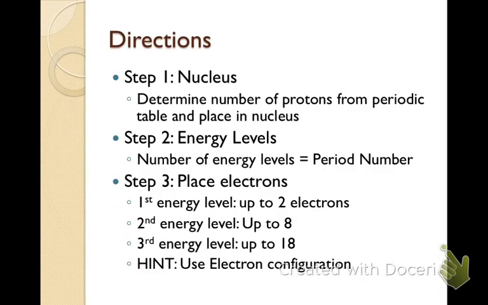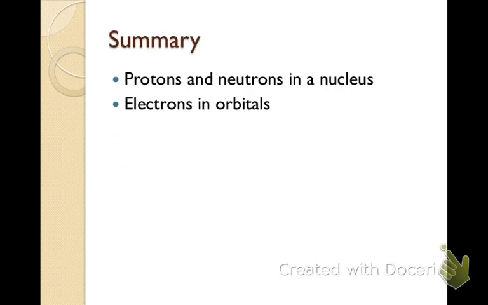Your first step is to determine the number of protons from the periodic table and put those into the nucleus. The second step is to figure out how many energy levels there are. The number of energy levels is equal to the period number, the row number. Step 3 is to put the electrons in there. The first energy level can only hold up to 2 electrons. The second can only hold up to 8 electrons. The third can hold from 8 to 18, so it just depends on how many electrons are in there. Use your electron configuration in the bottom left-hand corner of the reference table to help you.